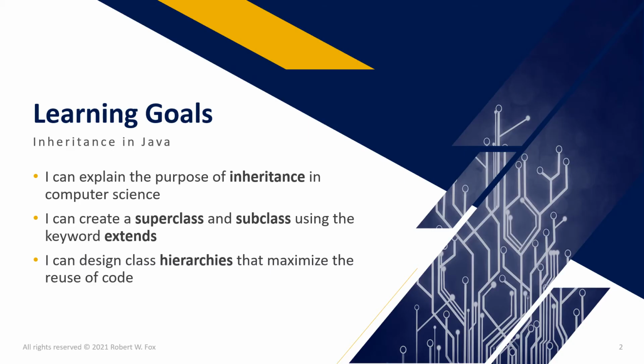We've got three learning goals today. The first is that we need to be able to explain the purpose of inheritance as it relates to computer science. We'll also see some new vocabulary, and we need to be able to create things called a superclass and a subclass using the word extends. Finally, we want to be able to design class hierarchies that maximize the reuse of code.